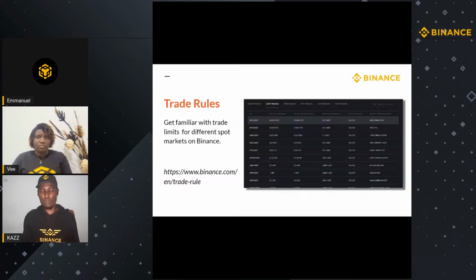All right. Before we move forward, there are certain things we need to know about spot trading and trading in general. On Binance, there is a page where you can check the trading rules and limits on every crypto asset available on the spot market, and you can access it at binance.com/en/trade-rule. There you would see different trading pairs, their limits, their minimum order amount, their maximum order amount, and so on and so forth. So you can get more details on that particular page.